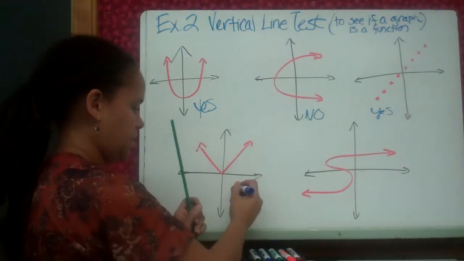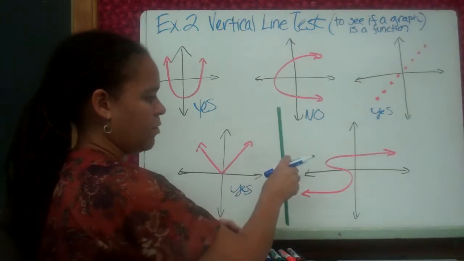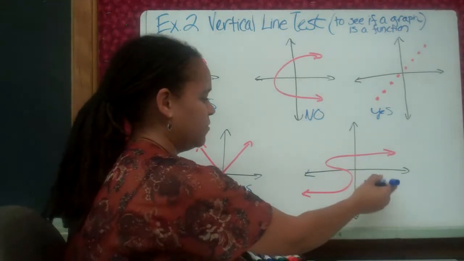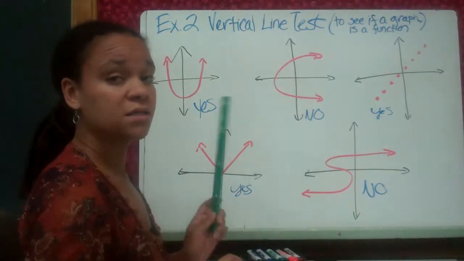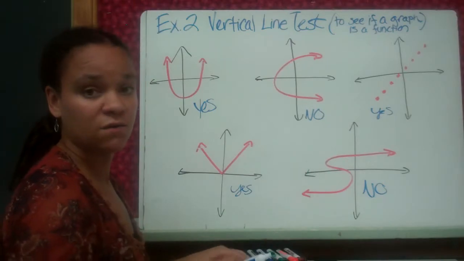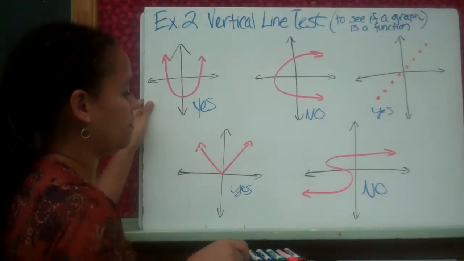Absolute value? Absolutely. And what about this here? Oh no, this is touching in like 3 places. Absolutely not. That is not a function. So that's how you can quickly look at a graph and tell if it's a function. Take the vertical line and see if it touches in more than one place.